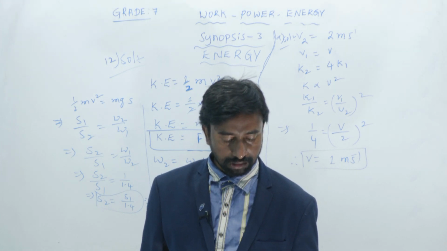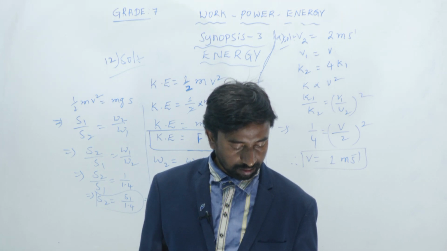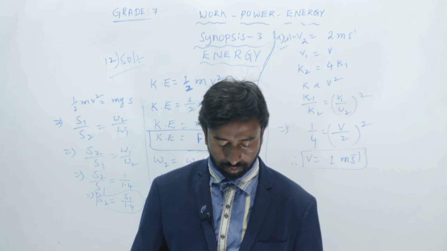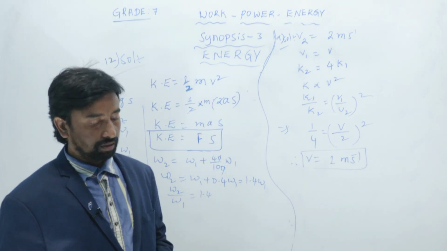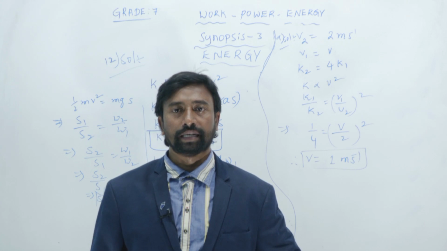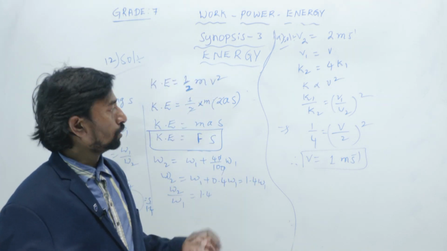So this is the concept synopsis 3. We have completed synopsis 3. Then synopsis 4 we'll see in the next class. Okay. So this is about synopsis 3, about energy and types of energies, potential energy and kinetic energy, and we have done the numericals.